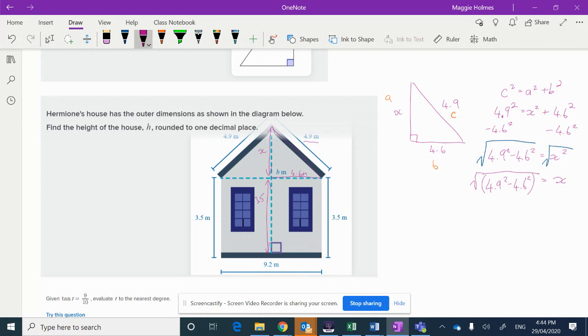You can do it bit by bit, whatever you prefer. I'm going to put my brackets in, 4.9 squared minus 4.6 squared, close bracket, and I'm getting 1.6881, etc. So I look back at the question, as you always should, and see how many decimal places did they actually want? Just one. So 1.68 whatever, that rounds to 1.7.